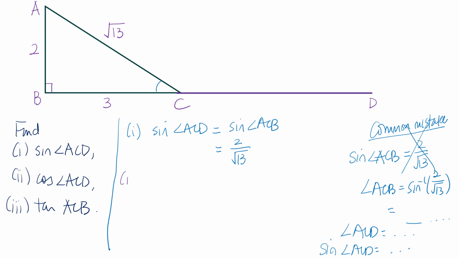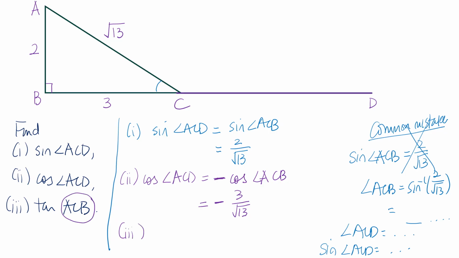Then for your cosine, we learned that it is negative of the ratio of cosine angle ACB. So that will be negative adjacent over hypotenuse, which is negative 3 over square root 13. And many people don't read the question carefully. They assume that part 1 is find angle ACD, part 2 find angle ACD, so part 3 also. No. Part 3 is to find the ratio for ACB, which is basically just this angle, lah.